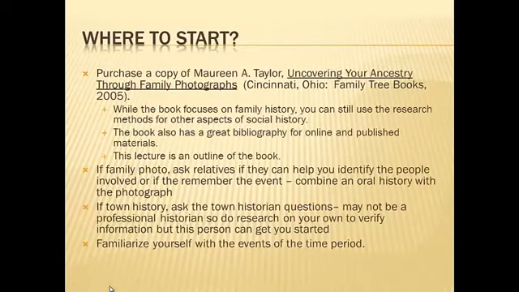So I wanted to just kind of start this off by, at the end of this, we'll talk a little bit more about how to read a photograph. So where do you start? Well, I would purchase a book by Maureen Taylor called Uncovering Your Ancestry Through Photographs, through Family Photographs. And I like this book. Again, it's genealogy oriented, and you'll find a lot of the resources that I use for this class are genealogy oriented, but we're placing things more in their social history context.